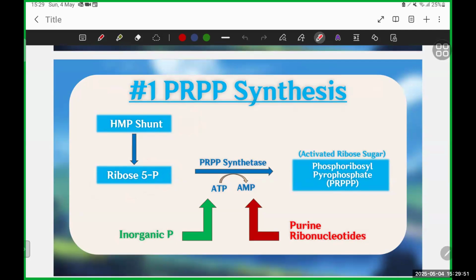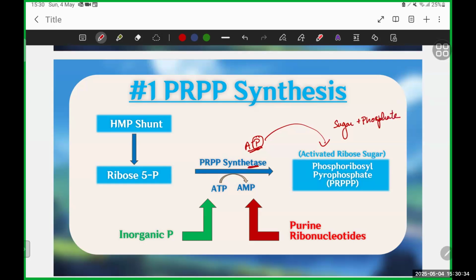Now, coming to MOL 2, what do I do with the ribose 5 phosphate to make it useful? I am going to turn it into PRPP. There's an extra P here. PRPP is an activated ribose sugar. I basically added phosphate to this, using an enzyme called PRPP synthetase. Whenever you see synthetase, there's a T there, which means it uses ATP. ATP turns to AMP, meaning I take the phosphate and add it here. So activated ribose sugar, or PRPP, is just sugar and phosphate.